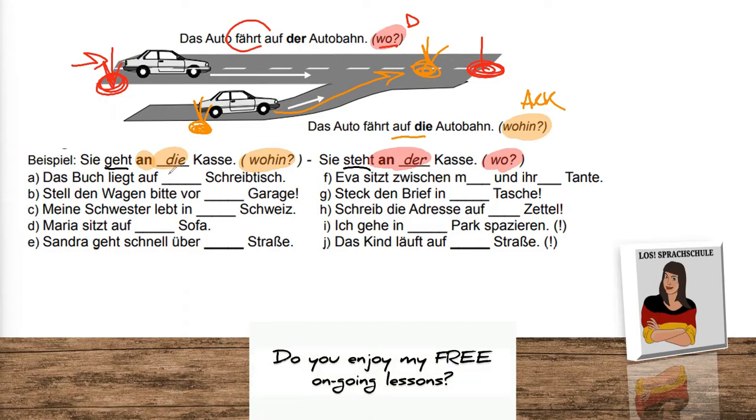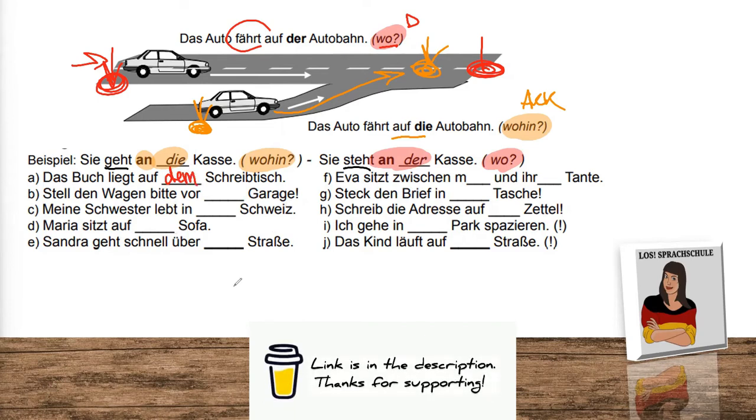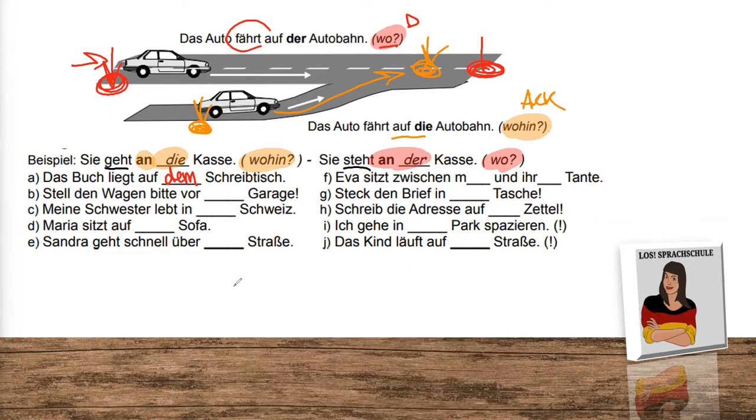Okay, let's see. Das Buch liegt auf dem Tisch. The book stands or lies on the table. Stell den Wagen bitte vor die Garage. Please put the car in front of the garage. Meine Schwester lebt in der Schweiz. My sister lives in Switzerland. Wo? Where? In der Schweiz. Dativ.